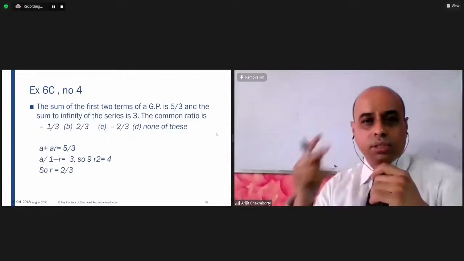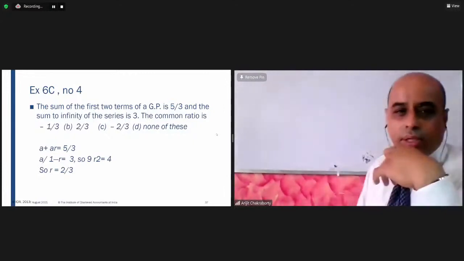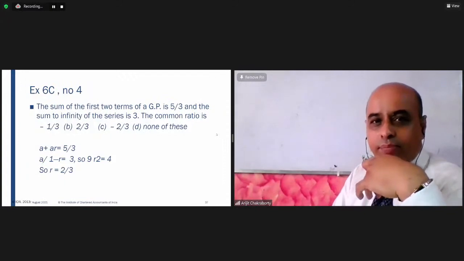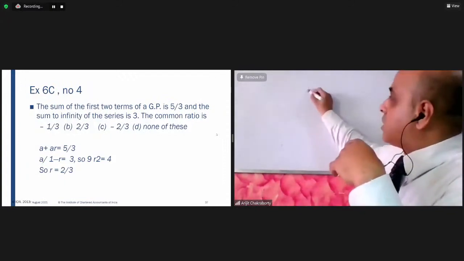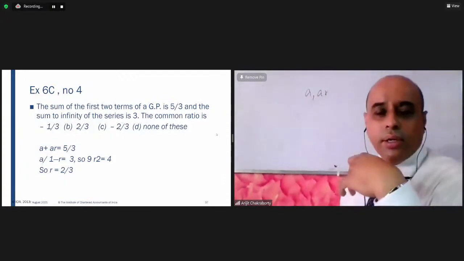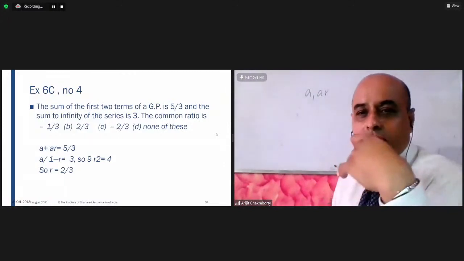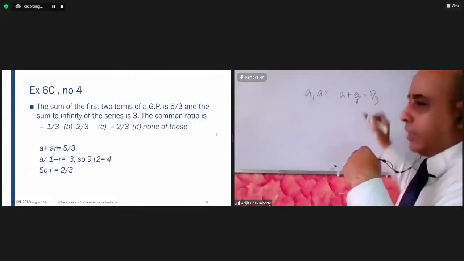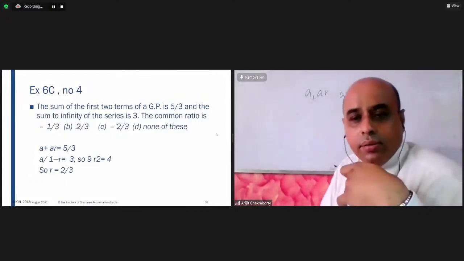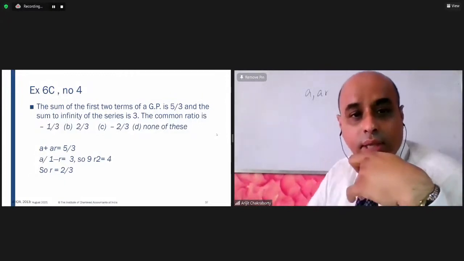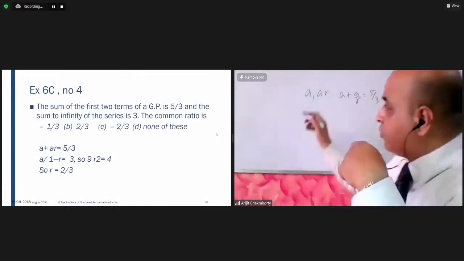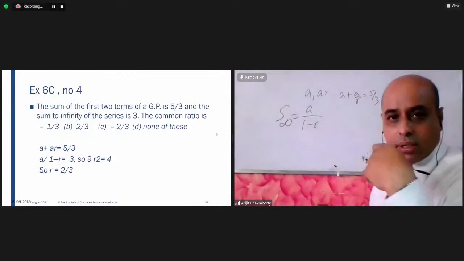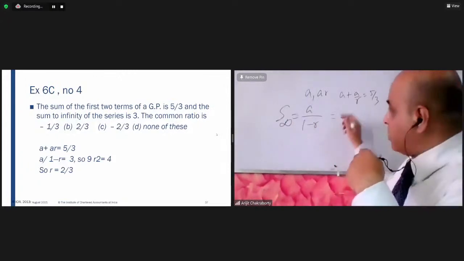The sum of the first two terms of a GP is 5 by 3. Let me take the first two terms: one is a and the other is ar. So the first two terms sum to 5 by 3, so I take a plus ar equal to 5 by 3. The second information given in the problem is that the sum to infinity is 3. We know the sum to infinity is a divided by 1 minus r. So this is equal to 3.